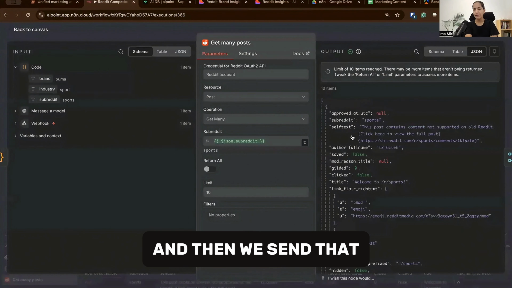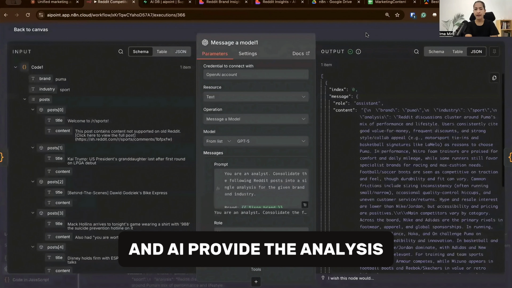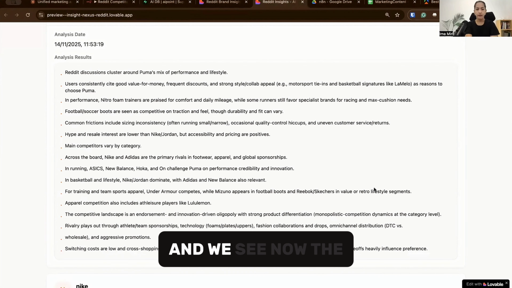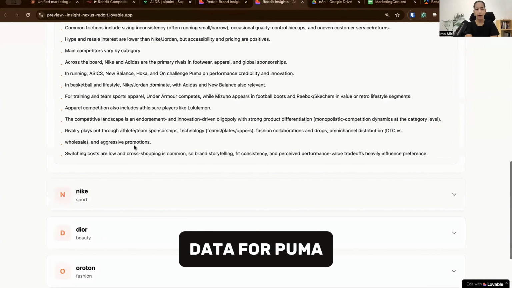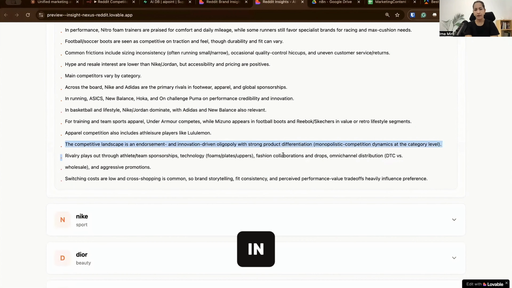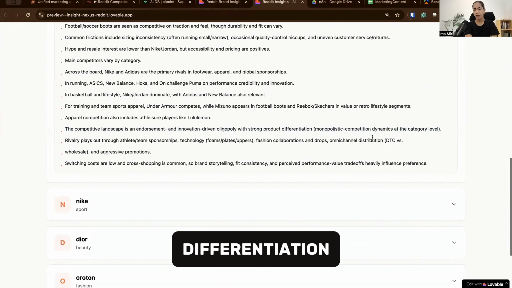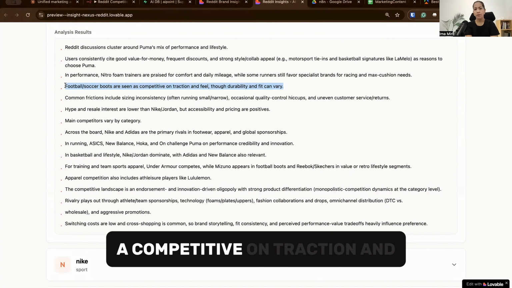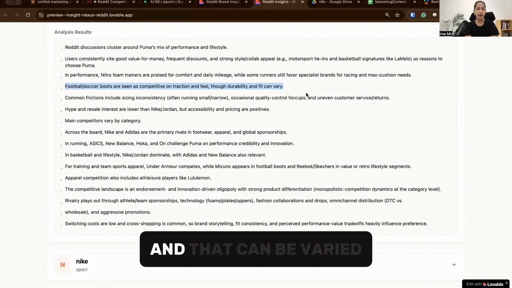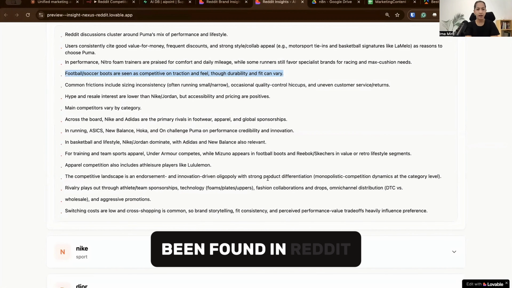And then we send that data to AI again. And AI provides the analysis based on all the subreddit data that we sent. And we see now the data for Homo. And it's interesting, the competitive landscape is an innovation-driven oligopoly with strong product differentiation. Looks like boots are seen as competitive on traction and feel, through durability and fit, and that can vary based on the discussions that have been found in Reddit.